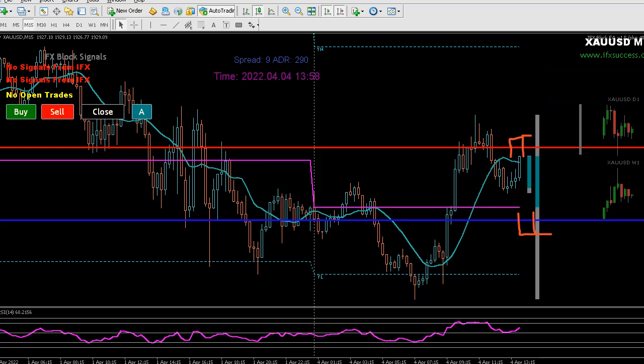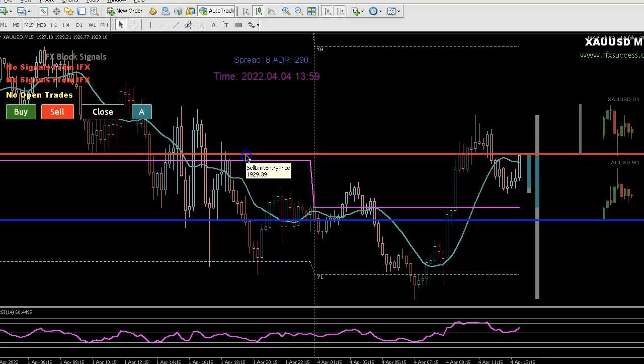It's quite simple, I hope you like it. If I bring this down a little bit, let's see if it triggers. If it closes right there, it would trigger that sell entry. Of course, this is not an entry that I would like, but it's a small example of how it actually works. You have to make sure that you have auto trading on in order for that to trigger. It's very important that you do that.